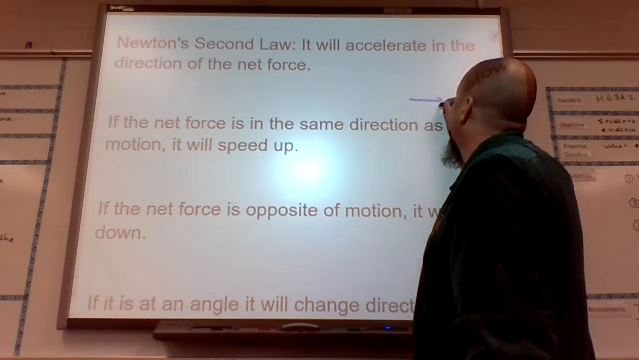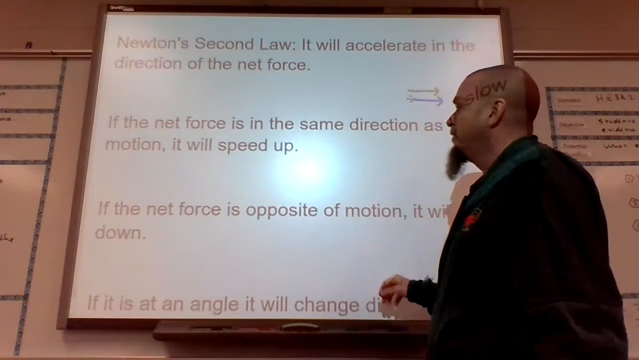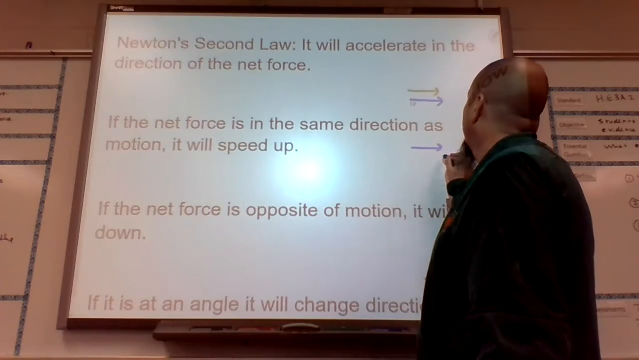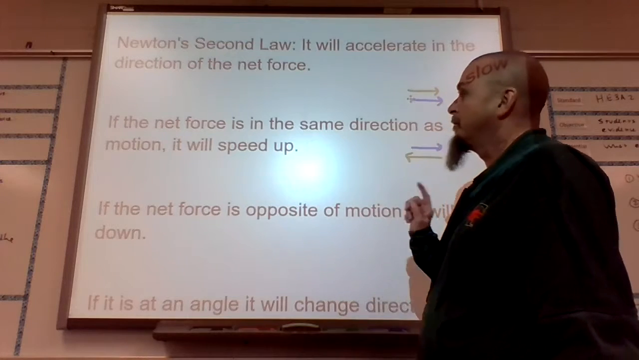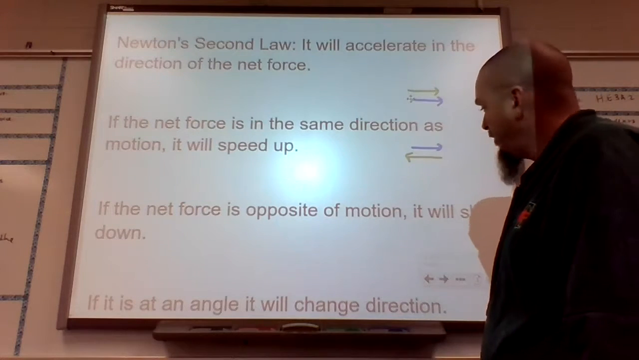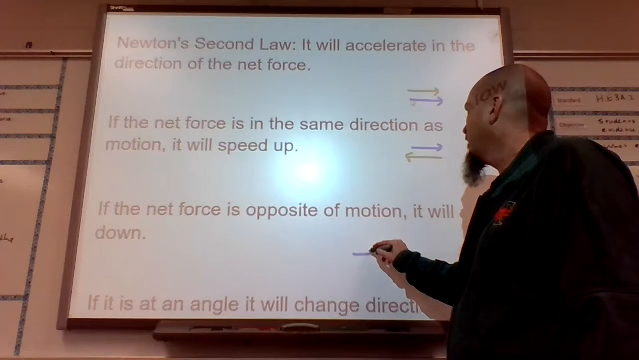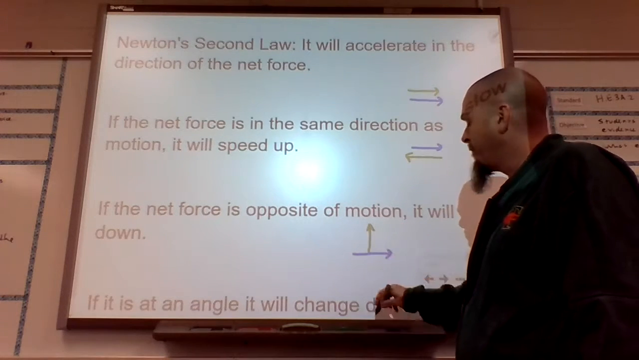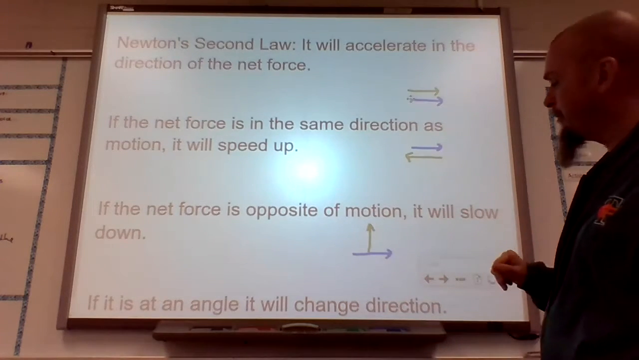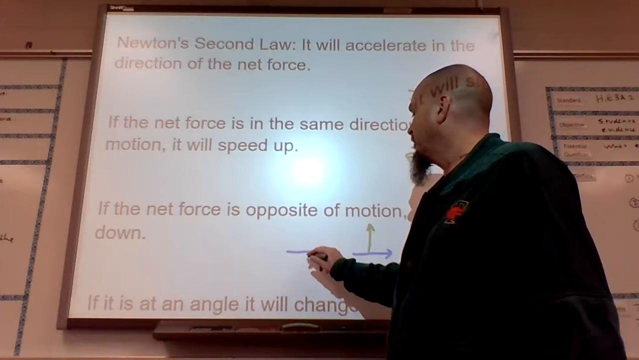So again, object moving to the right, net force is to the right, speeds up. Object moving to the right, net force is to the left, slow down. If it's at any other angle, it will change the direction of the object. So if our object is moving to the right and the net force is up, the object will turn upwards. It would move at a constant speed, but it would turn upward. If it's angled, it'll do two things at the same time.